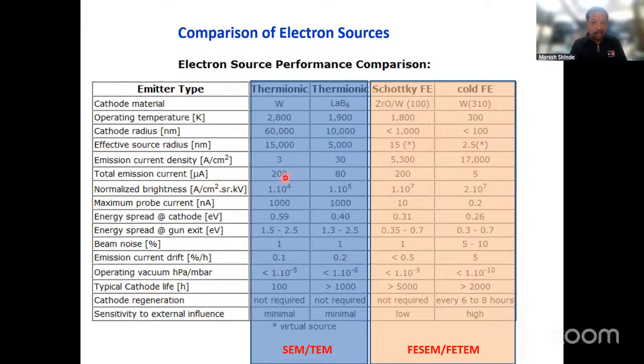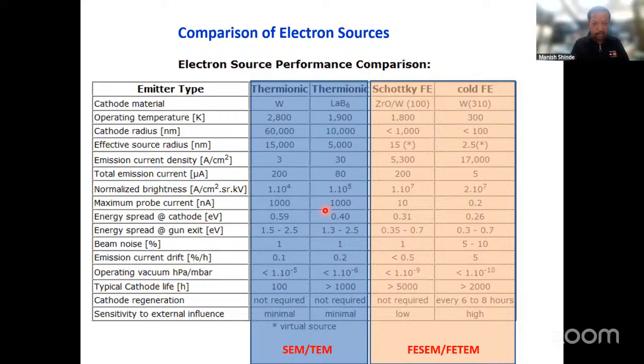Okay. Current density also. Current density here is very small. It is 3 to 30 ampere per centimeter square. Because of that low current density, you don't get a very good signal. Here, if you look, the current density is 5,300 to 17,000 ampere per centimeter square. Because of that very high current density, you get very good quality signal, which is required for imaging.